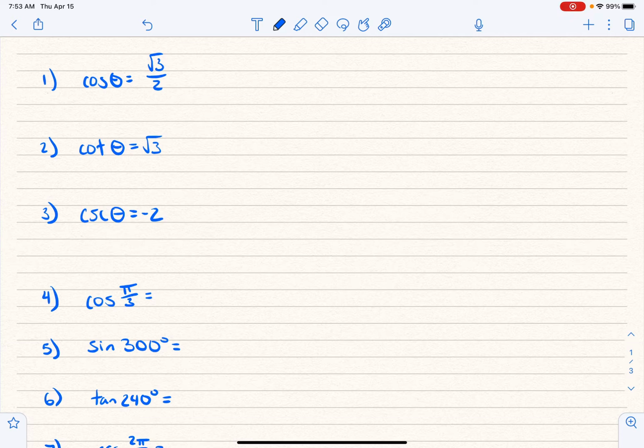I think these first three problems were the things that we struggle with the most in both classes. When you're told what the result of a trig function is, but you've got to work backwards and figure out what that angle is. Okay, so for cosine theta equals square root of 3 over 2.